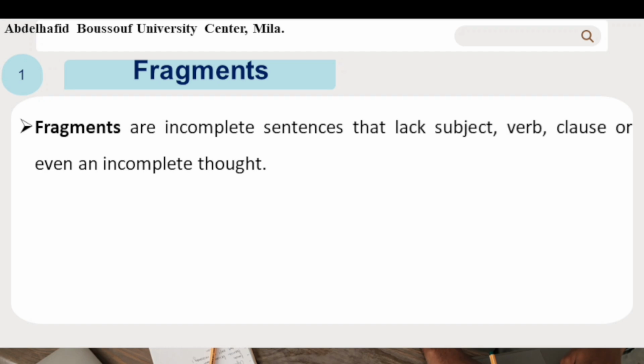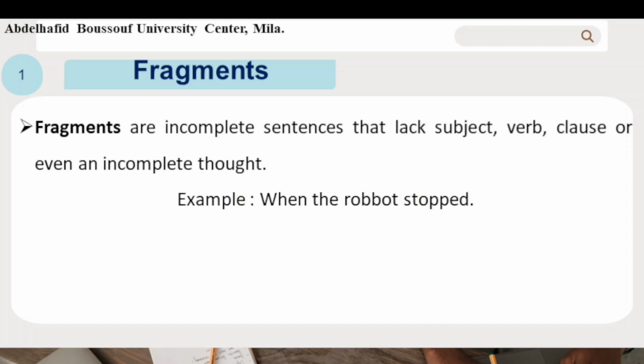Starting with fragments, they are incomplete sentences that lack a subject, verb, clause, or even an incomplete thought. You start the sentence, then you don't know how to finish it, you leave it as such, and you say, you understand? No, in technical writing or technical English, we do not understand. You have to say it correctly. Do not miss any part of the sentence, otherwise it is a fragment and incorrect.